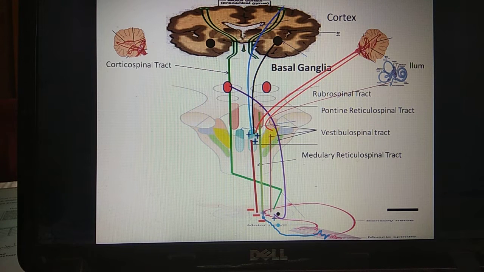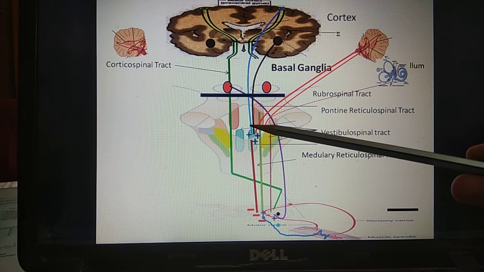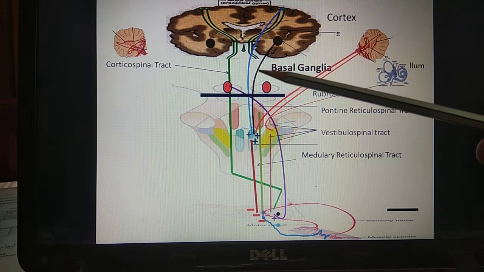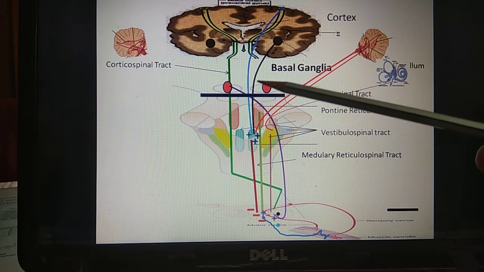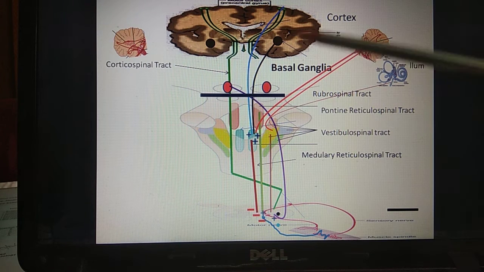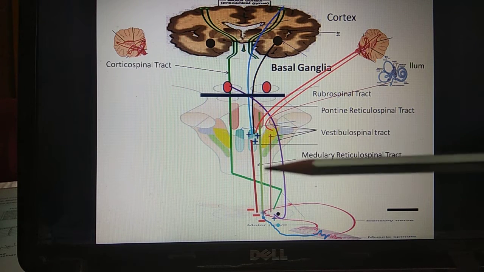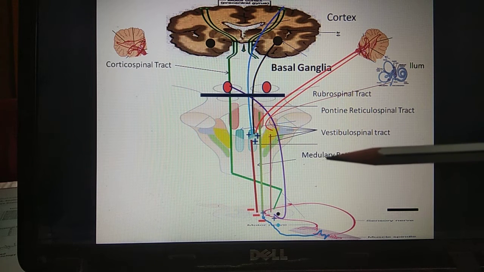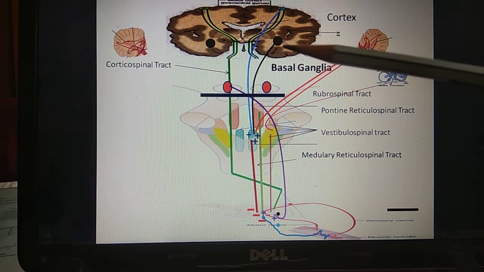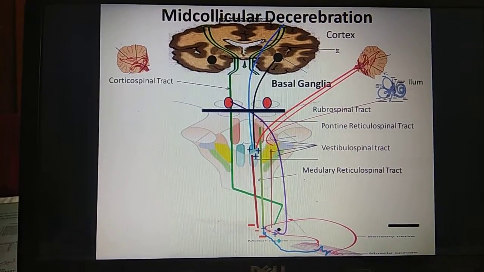Here, exactly where we are cutting, we are taking the cut at this level. Now you can see the influence coming from the cortex is no more. Cortex will not excite, and the influence coming from the basal ganglion is also affected. So two positive inputs to the reticular formation have gone now. So this feed-forward inhibition is decreased now, but still the cerebellum is intact, and the vestibular apparatus is intact. So mainly we are affecting the reticulospinal tract, basically the medullary reticulospinal tract, because it is getting stimulation from above. So see what happens now. This is called mid-collicular decerebration.